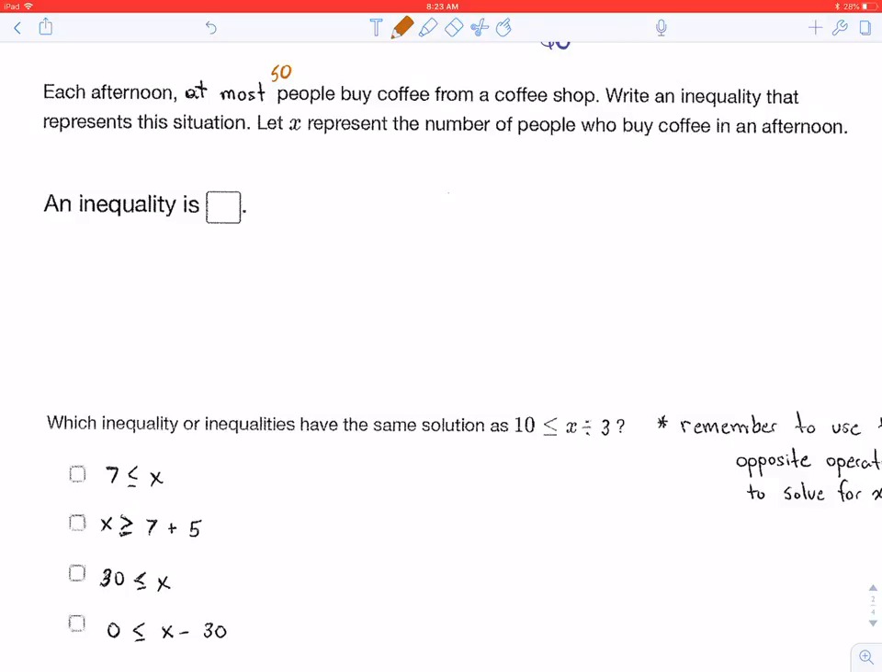So at most 50 people buy coffee from a coffee shop. Let X represent the number of people. So X is at most 50. If X is at most 50, that's the most it can be, so X either equals 50 or is less than 50. These problems are really about getting that reasoning down in your head. You have to be able to reason through these mentally.